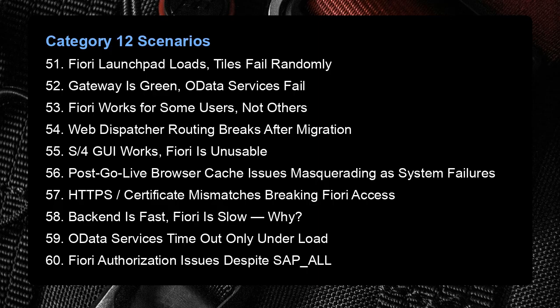51. Fiori Launchpad loads, tiles fail randomly. 52. Gateway is green, OData services fail. 53. Fiori works for some users, not others. 54. Web Dispatcher routing breaks after migration. 55. SAP GUI works, Fiori is unusable. 56. Post-go-live browser cache issues masquerading as system failures.